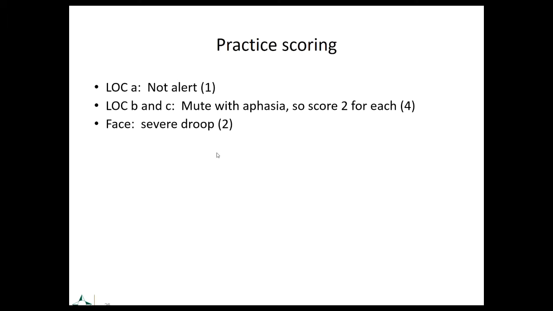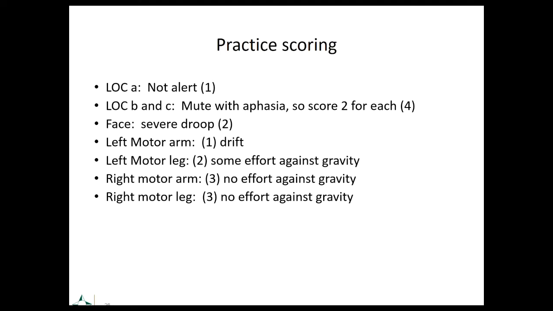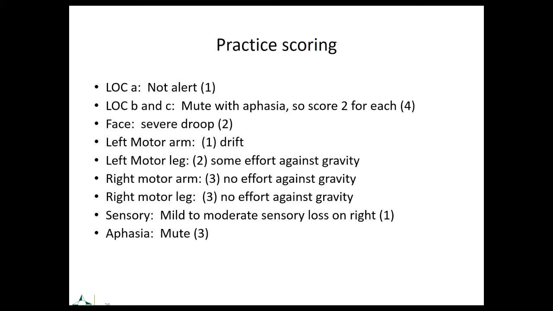He had some effort against gravity in the left lower extremity. His right arm was no effort against gravity. That was a 2 out of 5, so that is scored a 3. And then similar for the right leg. And then on sensory testing, there was mild to moderate sensory loss on the right. We knew that there was asymmetry. And of course, with aphasia, he was mute and gets a 3 for that. And because of being mute, he gets a 2 for dysarthria. And his total is 22.